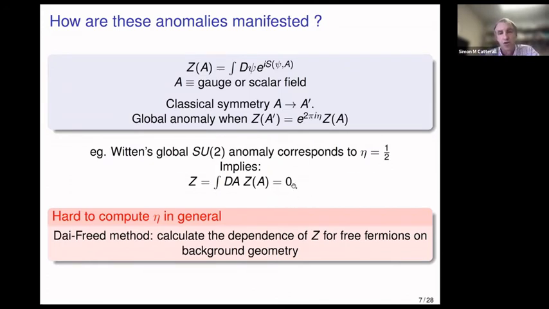All right. So in general, it's hard to compute these etas. There are techniques for doing it, which are related to a construction which goes under the name of the Dai-Freed method, or Dai-Freed anomalies. And basically, one way to compute these etas is to compute the dependence of the partition function for free fermions on a background geometry. So basically, essentially calculate a gravitational anomaly for free fermions in a general curved background, which allows you to infer what these etas are, and hence to figure out what the structure of these anomalies are even in the flat space theory, basically.